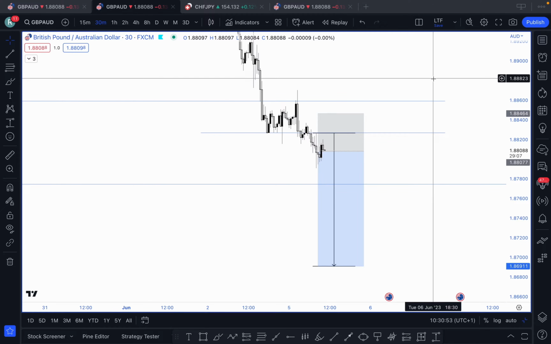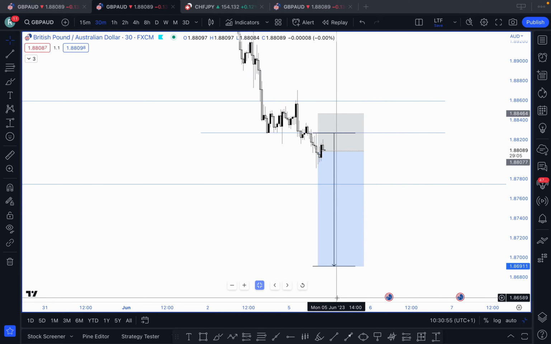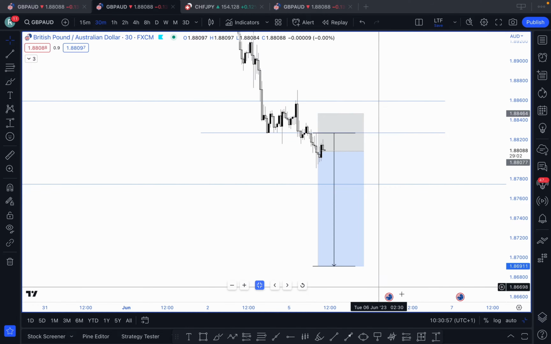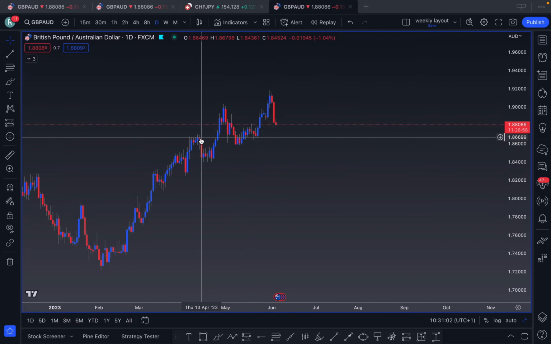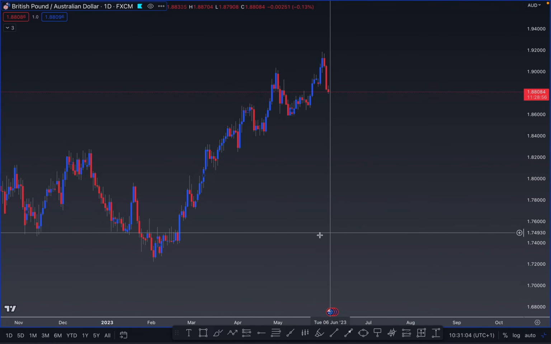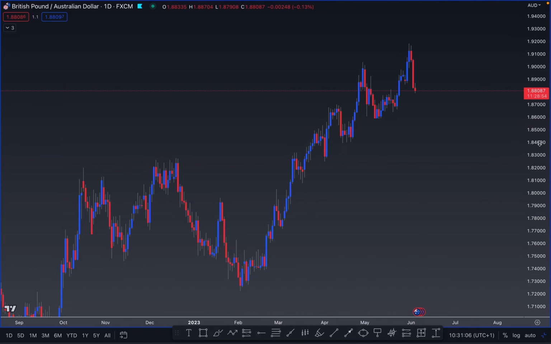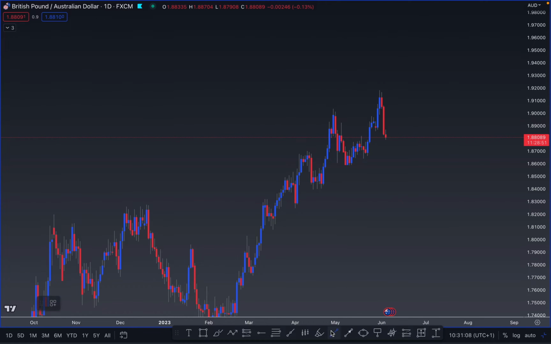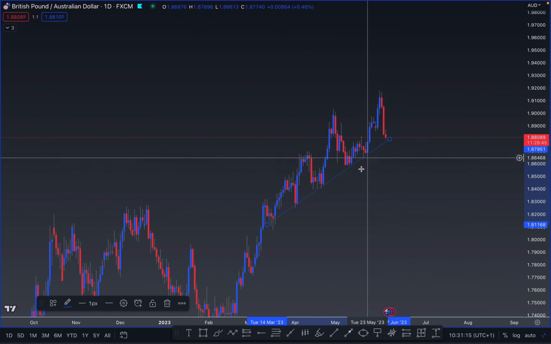So I'm selling GBP AUD right now through to the downside from this area all the way down to this 1.86911 area. And as you can see on GBP AUD right here on the daily time frame, what do we have here? The market was pushing through to the upside. As you can see, we formed a lot of liquidity. 1, 2, 3, 4, 5 touches of that trend line while pushing through to the upside.